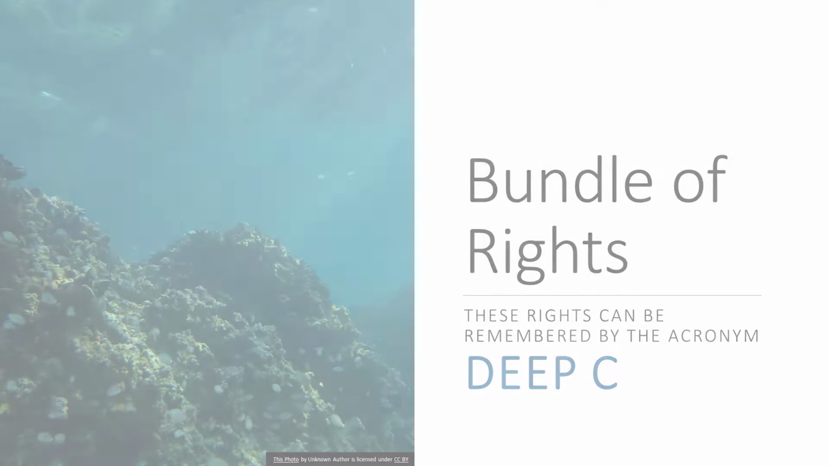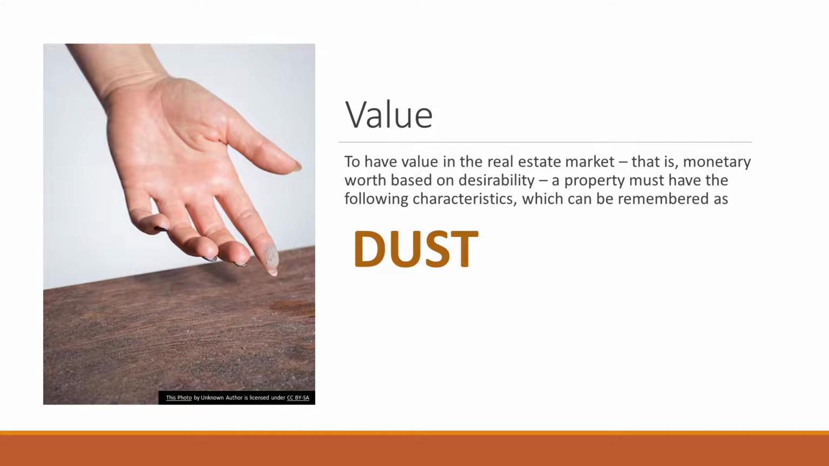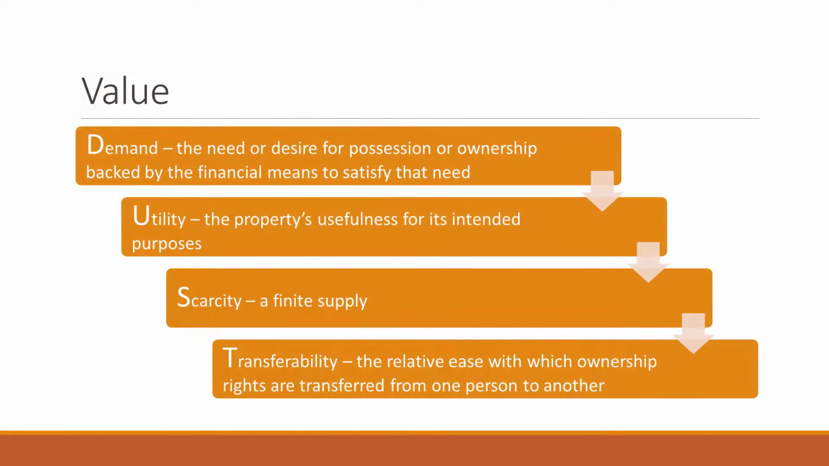Let's move on to value. To have value in the real estate market, that is, monetary worth based on desirability, a property must have the following characteristics, which can be remembered as DUST: demand, utility, scarcity, and transferability.